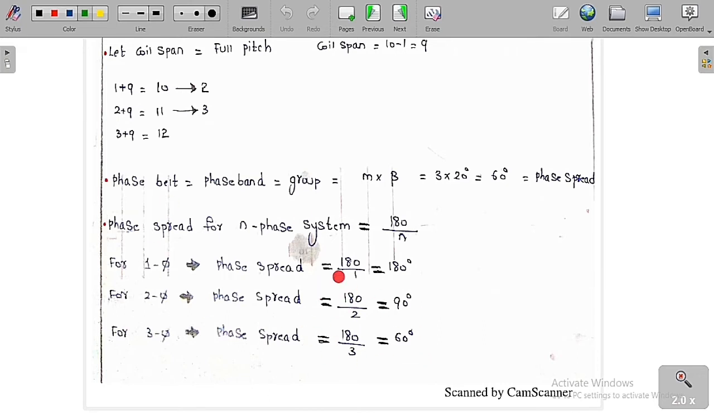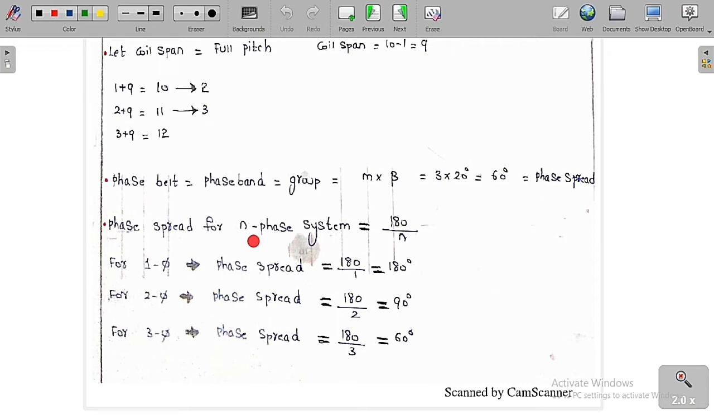So these are the things that you always have to remember. The phase spread for an N-phase system is equal to 180 by N. For single phase, it is 180 by 1, which is 180 degrees. For two phase, it is 180 by 2, which is 90 degrees. For three phase, it is 180 by 3, which is 60 degrees. This is an important formula that you always have to remember.